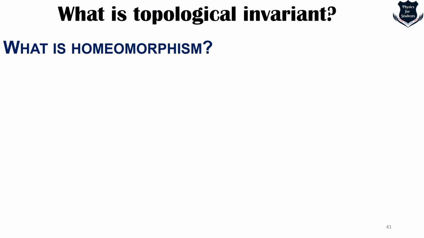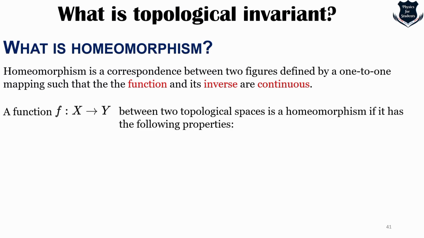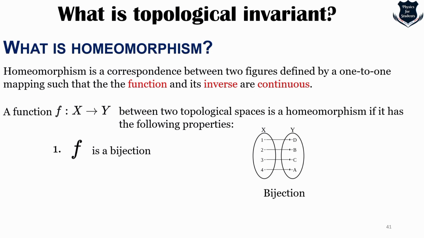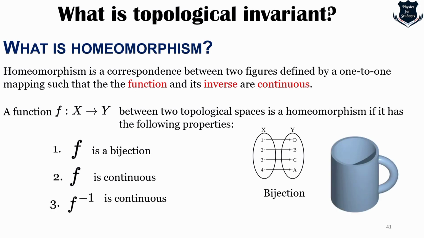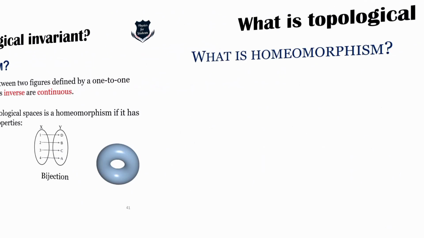But before we go into understanding invariance, I need to quickly give you another concept, which is called a homeomorphism. Okay, so first let us understand it in layman's language. A homeomorphism is a correspondence between two figures in a one-to-one mapping such that the function and its inverse are continuous. What do I mean by that? If I get a function which maps between two topological spaces, homeomorphism happens if three conditions are satisfied. One, f is a bijection. If you don't understand bijection, I've given a figure. Second, f is continuous. Obviously, it has to be continuous, just like the cup is changing into a donut. And third, f inverse is also continuous.